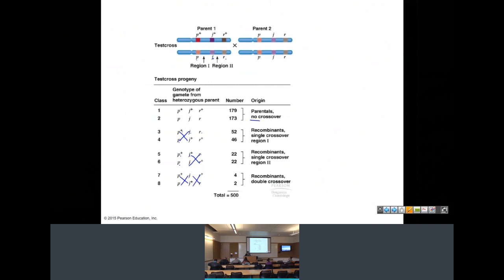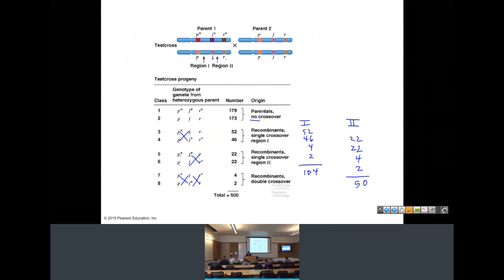So you add together for region 1, 52, 46, and then 4 and 2, the single crossovers and the double crossovers. And for region 2, you add together 22, 22, 4, and 2. And if you add that up, it's 104, 50. Okay, so now we have the number.